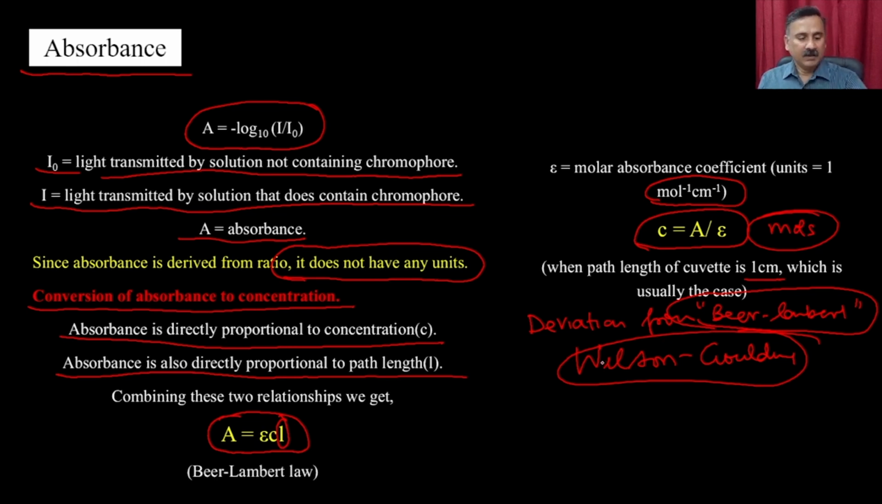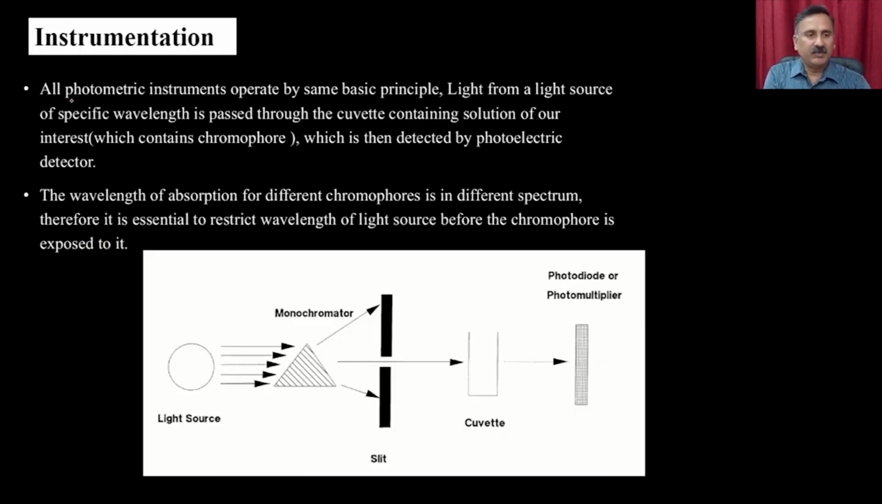Okay. Now let's talk about the instrumentation part, the instrumentation of the spectrophotometer. All photometric instruments operate by the same basic principles. Light from a light source of a specific wavelength is passed to the cuvette containing the solution of our interest, the molecule for which you want to measure the absorbance, which is then detected by the photometric detector, right?